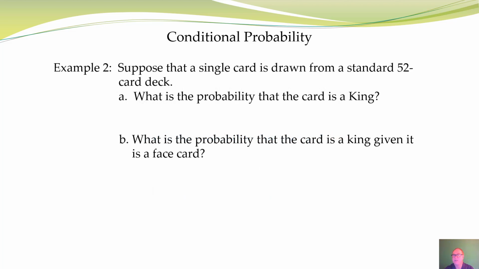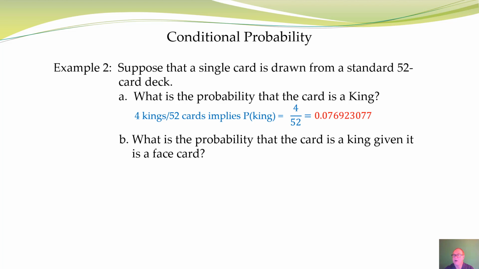Example 2. Suppose that a single card is drawn from a standard 52 card deck. What is the probability that the card is a king? Well, first off, there are 4 kings out of 52 cards. So this implies the probability of a king is going to be 4 divided by 52, which is 0.076923077 if you use your calculator.